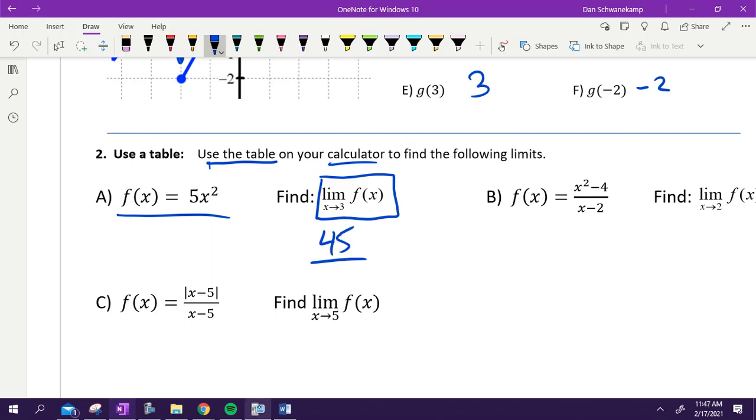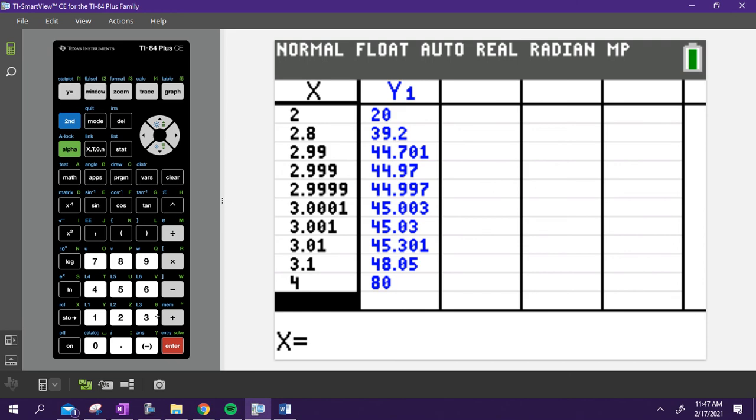In fact, we could have done that easier. We could have just plugged in the number 3. Oh, yeah. If I plug in 3, I get 45. That's it. I didn't really have to do all the rest of the work, but we did, and it was fine. Everybody with me to this point?